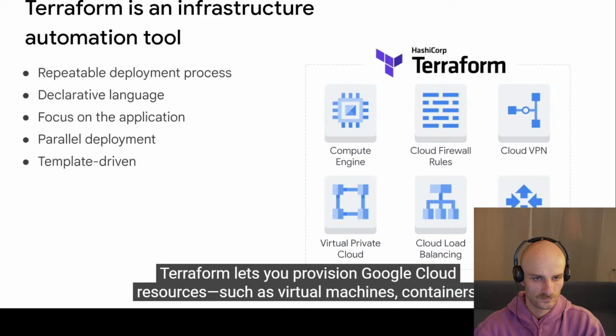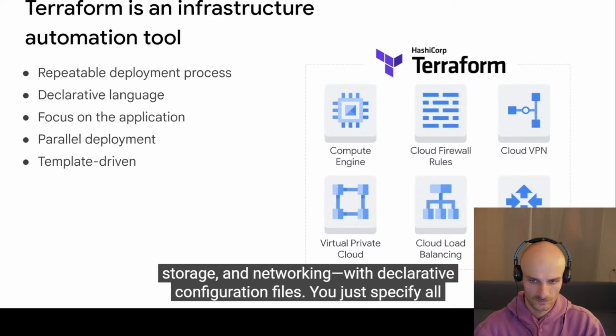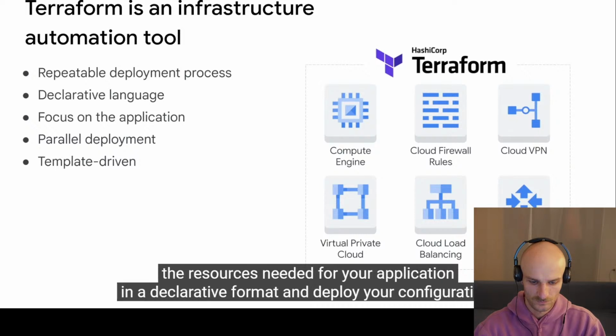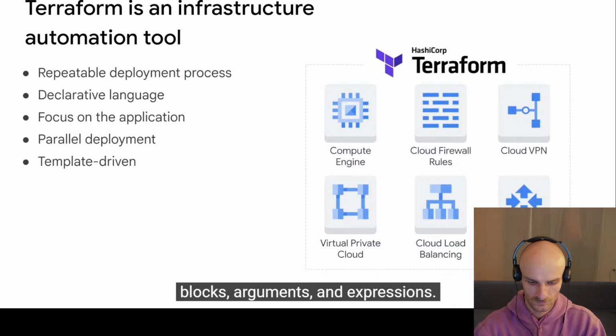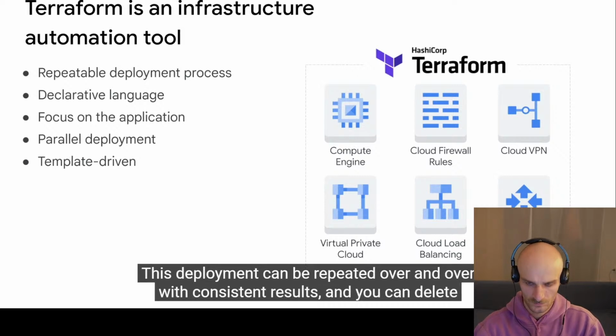Terraform lets you provision Google Cloud resources such as virtual machines, containers, storage, and networking with declarative configuration files. You just specify the resources needed in your application in a declarative format and deploy your configuration. HashiCorp Configuration Language, or HCL, allows for concise descriptions of resources using blocks, arguments, and expressions. This deployment can be repeated over and over with consistent results, and you can delete a whole deployment with one command or click.